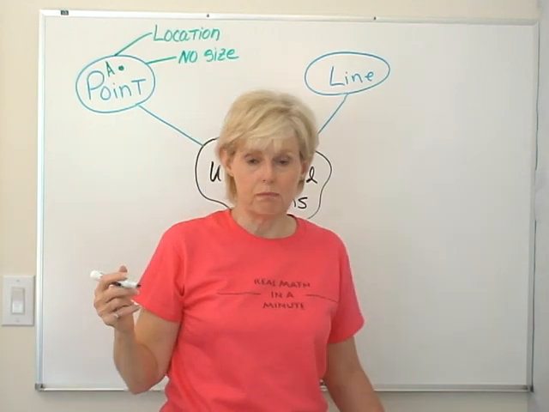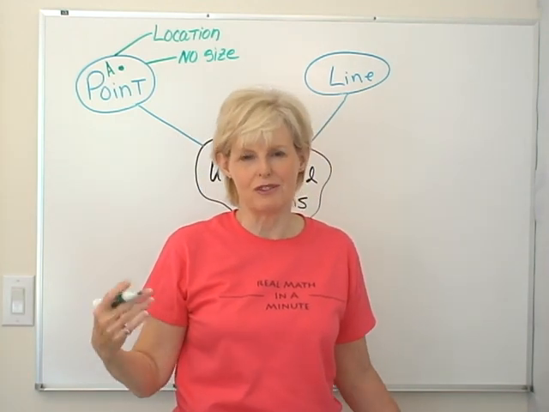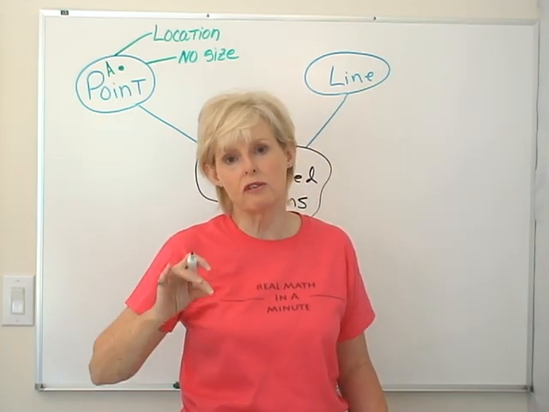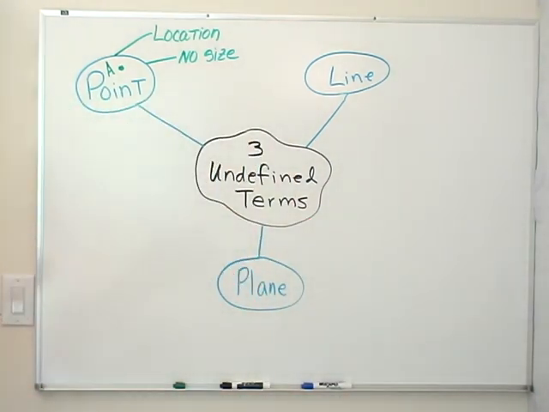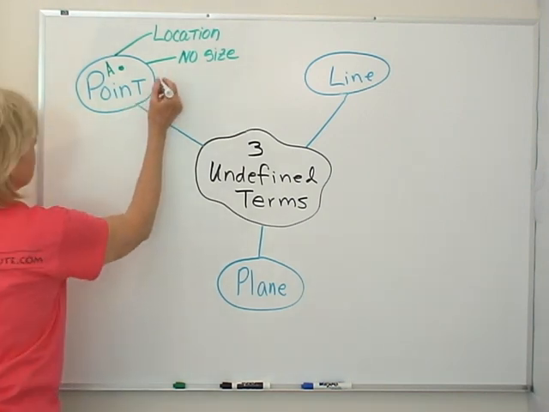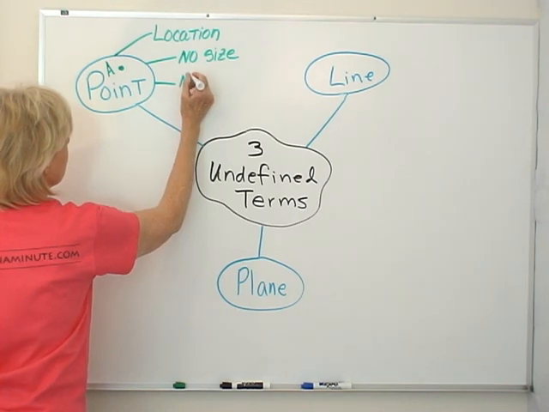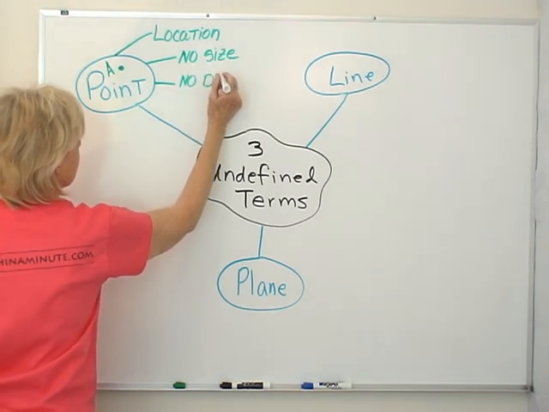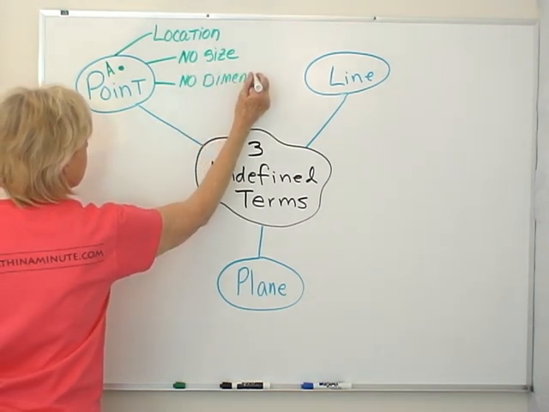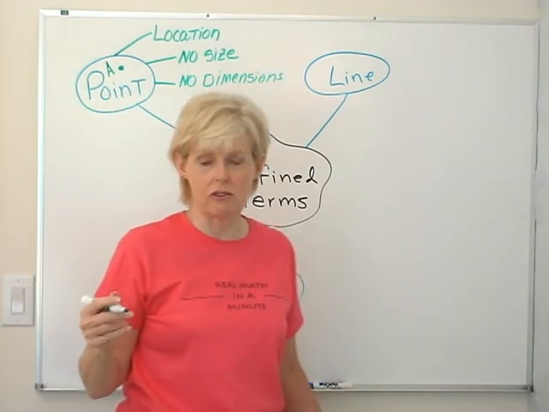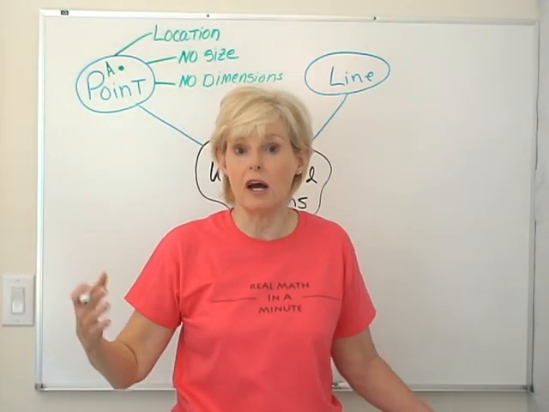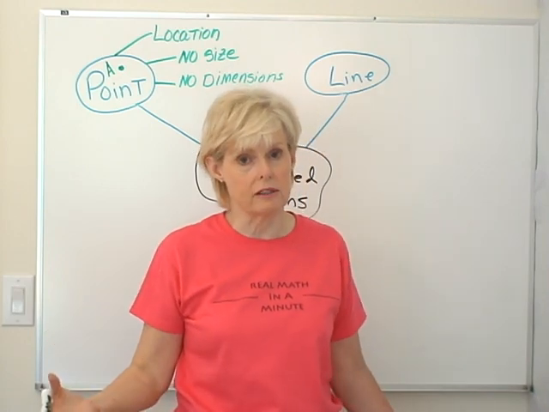You don't have one point bigger than another point. They're just points, they're just ideas. They're where things start and where things end. Let's also think about, and we said that they look like a dot, and a point also has no dimensions. And again, I mean that it has no length, no width, no depth. It is just an idea.